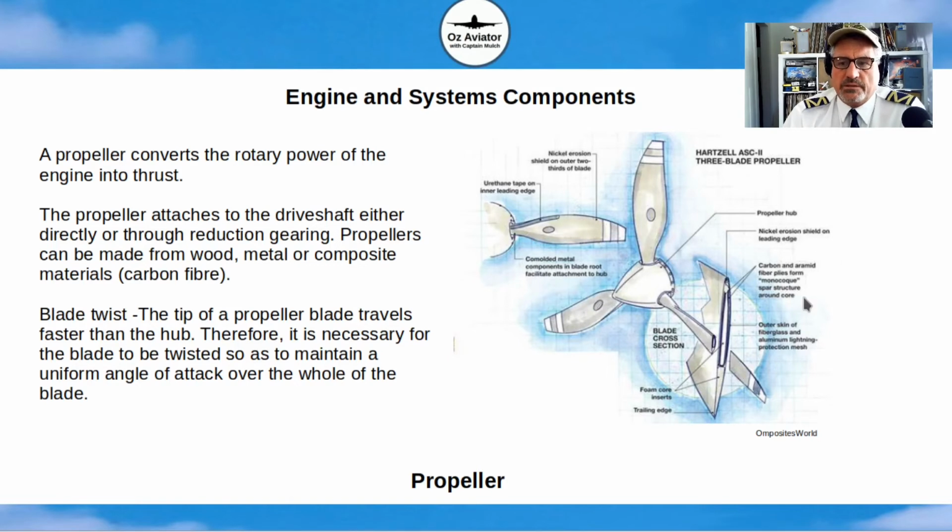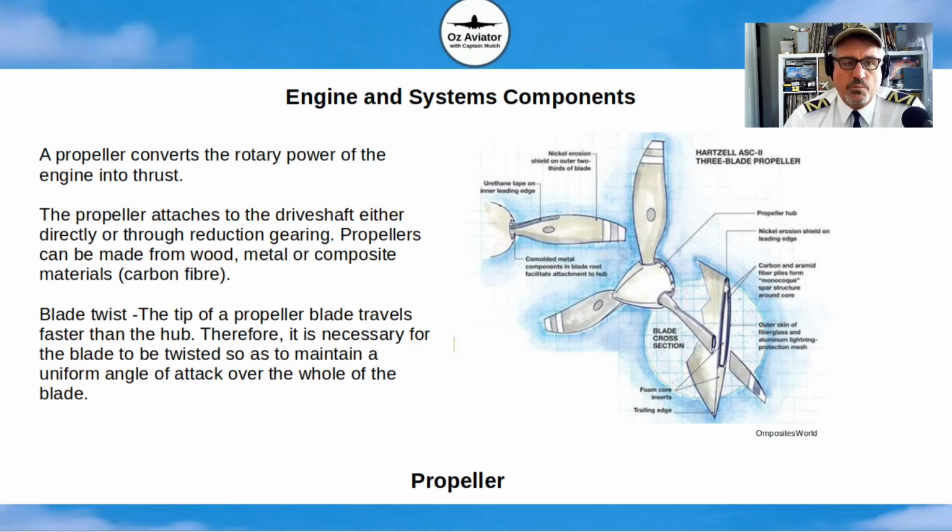The propeller attaches to the drive shaft either directly, as in Lycoming and Continental engines, or through reduction gearing, as in, say, a Diamond with the Austro Turbo diesel, or a Rotax 582. The engine runs at a higher RPM than is required for the propeller, so there's a reduction gearing. There's a gearbox there which reduces the RPM to the correct RPM for the propeller.